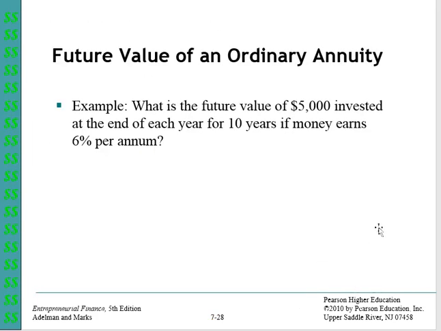What's the future value of $5,000 invested at the end of each year for 10 years if the money earns 6% per year? Again, put the video on hold and plug these numbers into your worksheet, and let's find the answer. Your answer should roughly be $65,903. So again, make sure you can come up with the right answer. If you don't, work the problem a couple of times until you can figure out the proper way to enter the data.